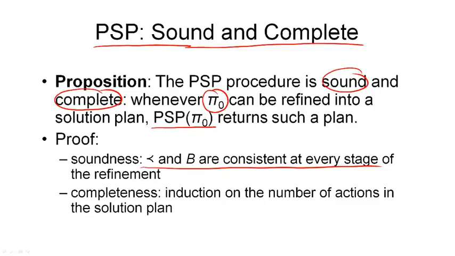And completeness can also be shown by induction, this time induction on the number of actions in our solution plan. So we start off with our initial plan that contains two actions, the two dummy actions, and then we show that for every plan that is one action bigger, there exists an execution trace of our non-deterministic algorithm that can find that solution plan.